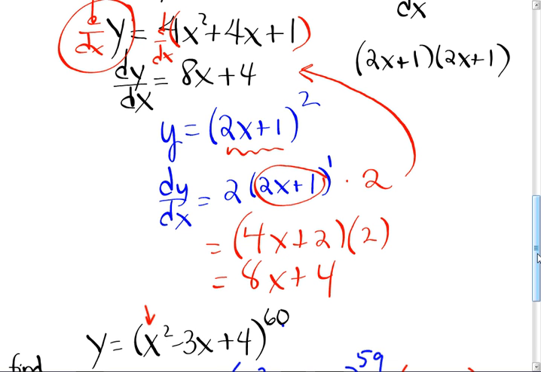Okay, so turn it over and try. Recognize the two functions. I'll do it with you too, but try it.